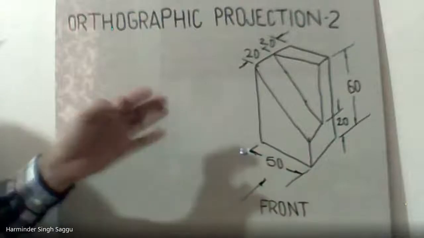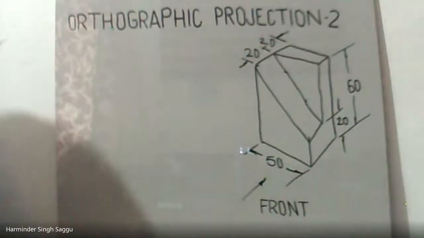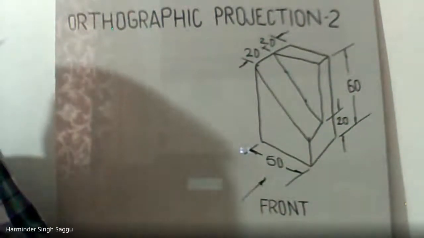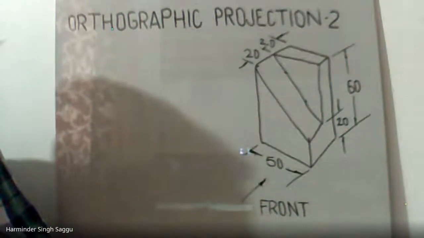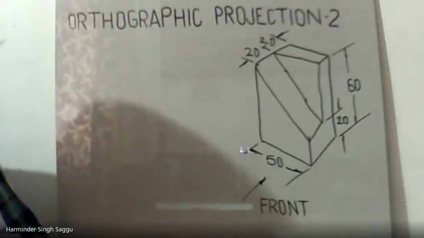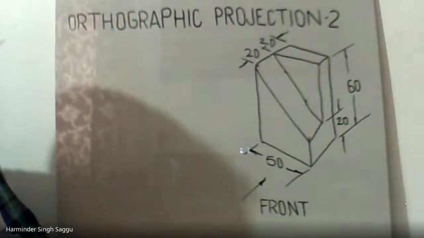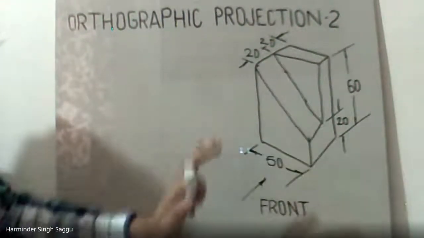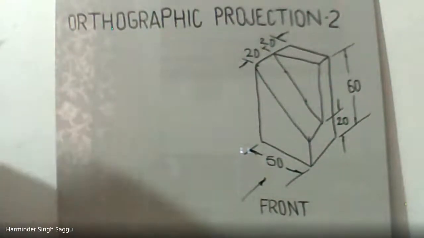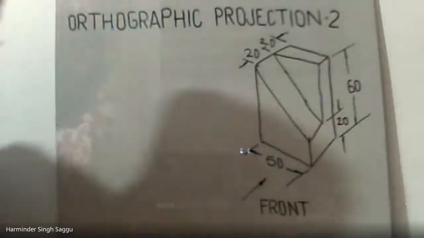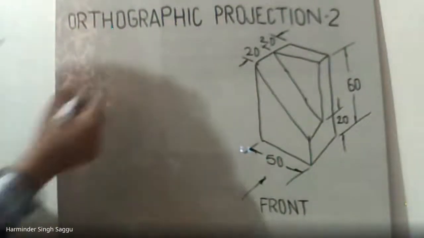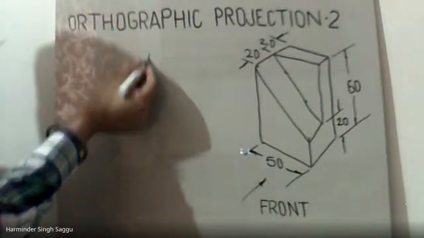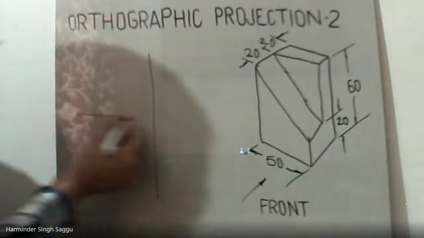He will say draw the front, top, and side view in first angle of projection. First angle of projection means the object lies in the first octant, right? So first we will draw its front view, then its top, then its side view. For drawing it in first angle of projection, first we need to draw light vertical and horizontal lines.